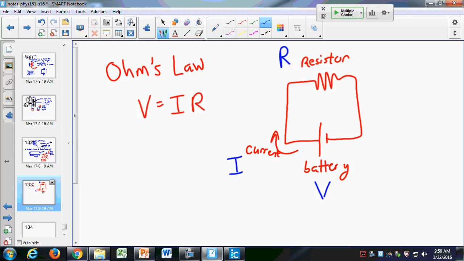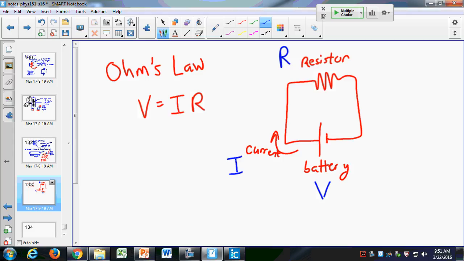So if I increase V, and I keep R constant, if I increase the amount of energy per charge I give to my charges by the battery, what's going to happen to the current, up or down? If I increase the amount of energy per charge, that's voltage. What happens to the current, I? Does it go up or down? It goes up. If I give my charges more energy, they're going to go through this circuit faster. If I increase the resistance, I'll cause the current to go down.